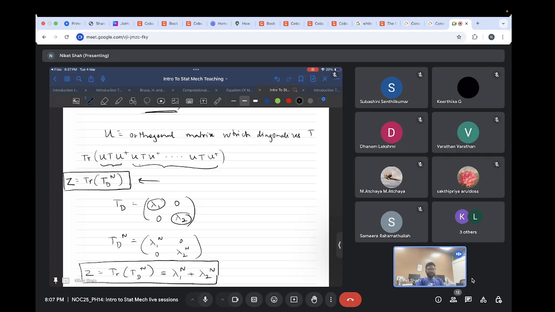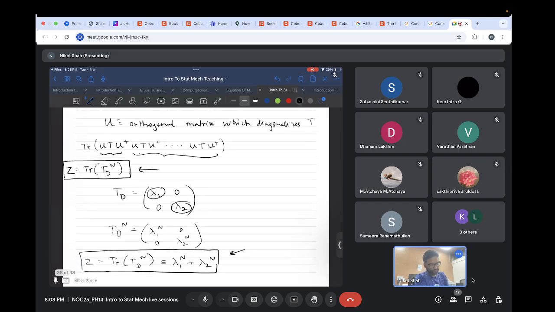So simply, how do I evaluate my partition function in this scenario? In this case, my partition function is just the first eigenvalue raised to n plus the second eigenvalue raised to n. The eigenvalues are of the transfer matrix. This is what gives me a partition function. I hope there are no doubts here. I hope this explanation is clear. This is actually done in the lectures. I'm just revising it for the purpose of completion.